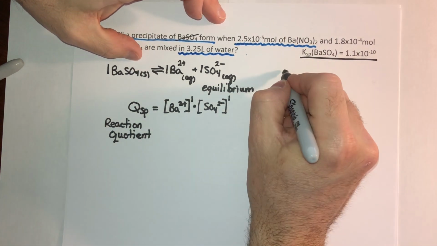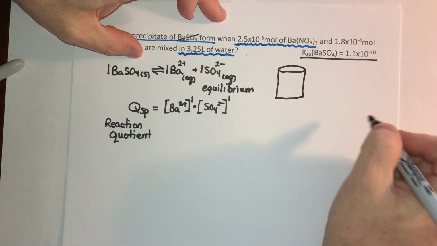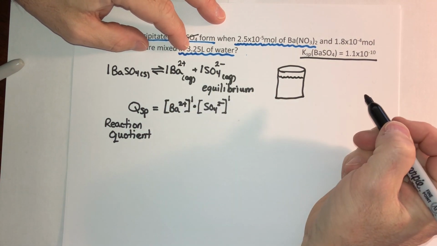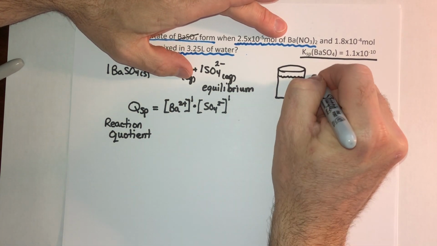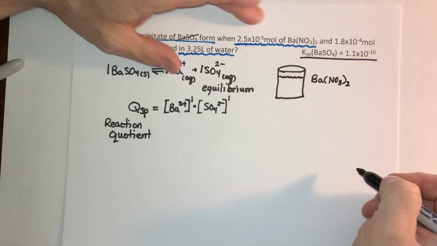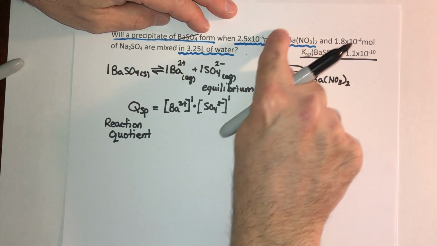Okay, so let's draw ourselves a little picture. Imagine it like a beaker, glass, some sort of container. It has this much water in it. There's my water. And I've dissolved into that barium nitrate. There we go.